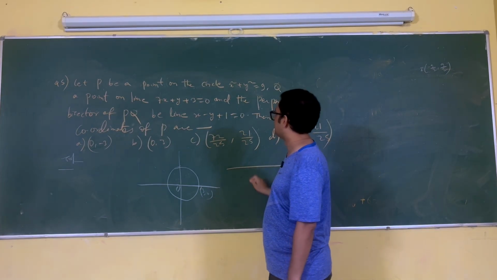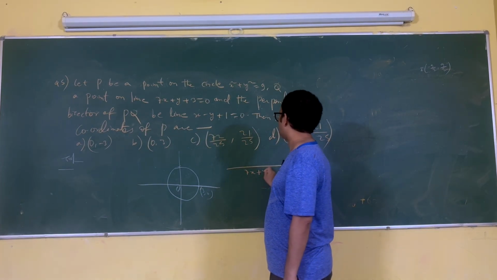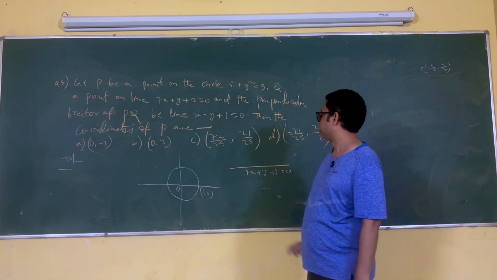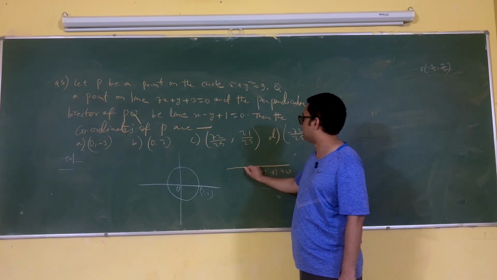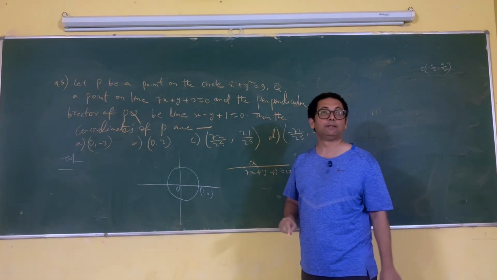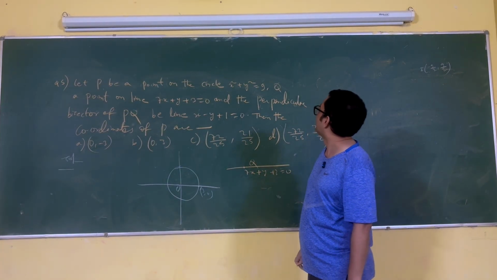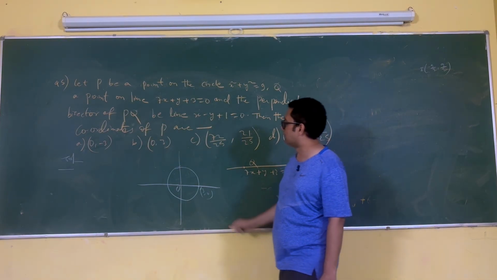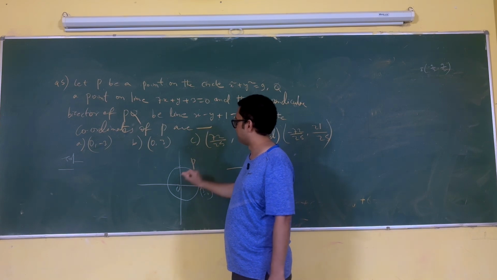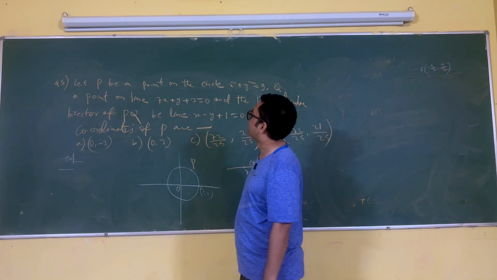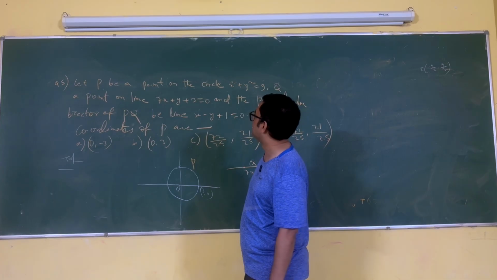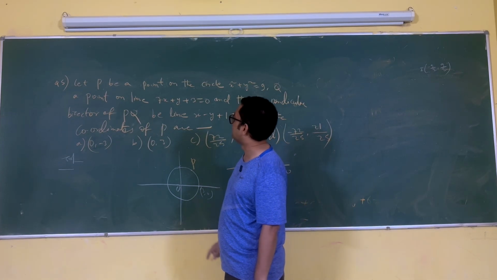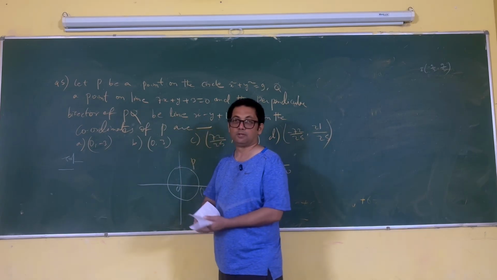Suppose this is 7x plus y plus 3 is equal to 0. Okay. So Q is a line, let's say Q is a point on this line. Q is a point on the line and the perpendicular bisector of PQ. Where is P? P is somewhere here on the circle. And the perpendicular bisector of PQ is this. So let me draw this line in a proper way so it will be easy for us to understand.